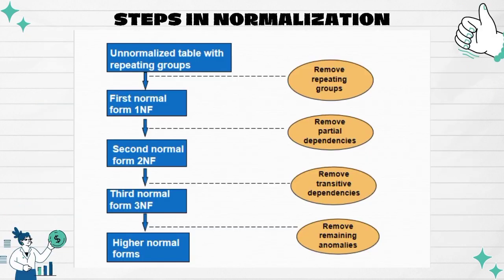Here are the steps in normalization. First, sa user view, merong unnormalized table, then kailangang i-remove yung repeating groups para magkaroon ng first normal form or 1NF. Sa first normal form, kailangang i-remove yung partial dependencies para magkaroon ng second normal form, and dito, kailangan ding i-remove yung transitive dependencies para magkaroon ng third normal form or 3NF. And lastly, sa 3NF, kailangang i-remove yung remaining anomalies para magkaroon ng higher normal forms.